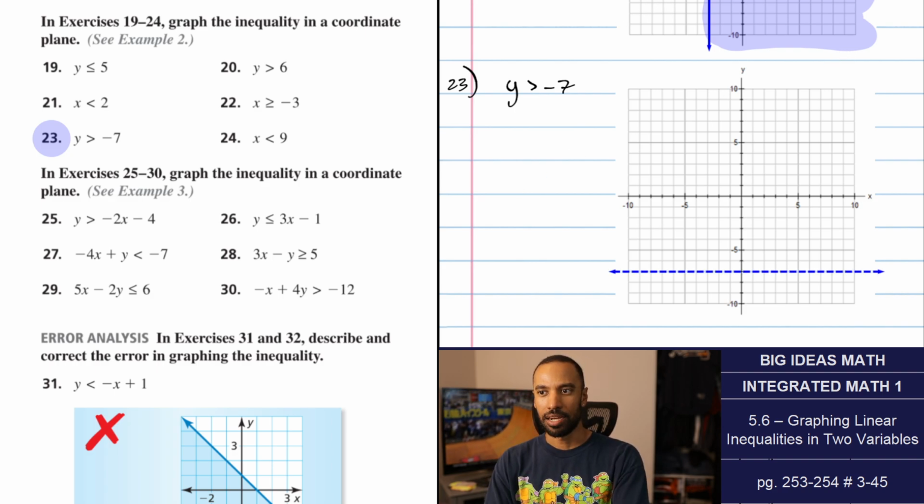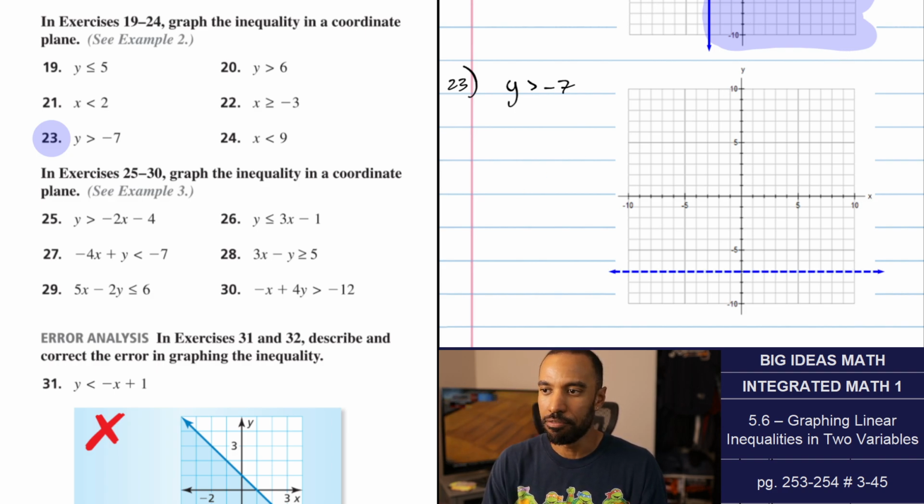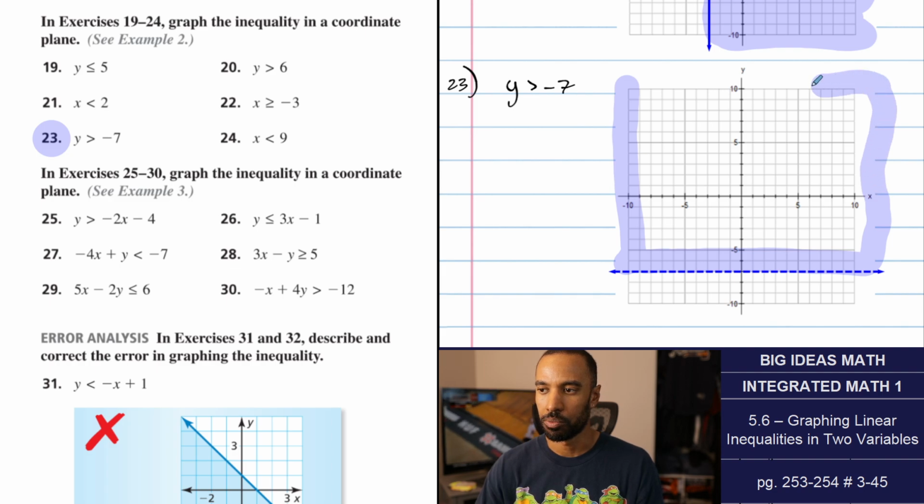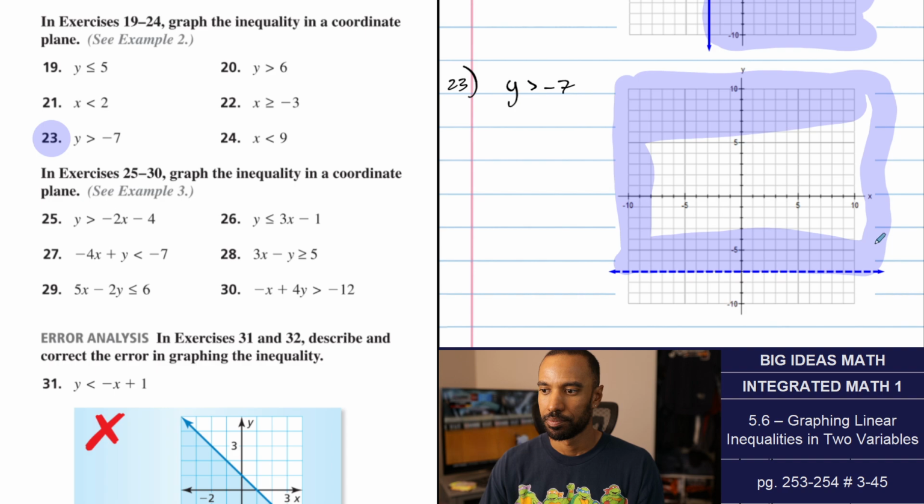Y is greater than, 0 is greater than negative 7, 0 is above, therefore anything above will count, and that's what we're going to do. Anything above right here, including 0, 0, anything for x when y is 0, I should say. There's our wonderful shading of this graph. You missed a spot. There we go.